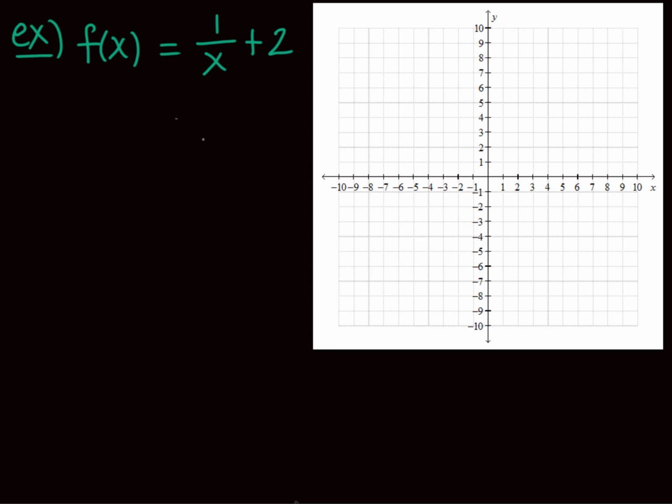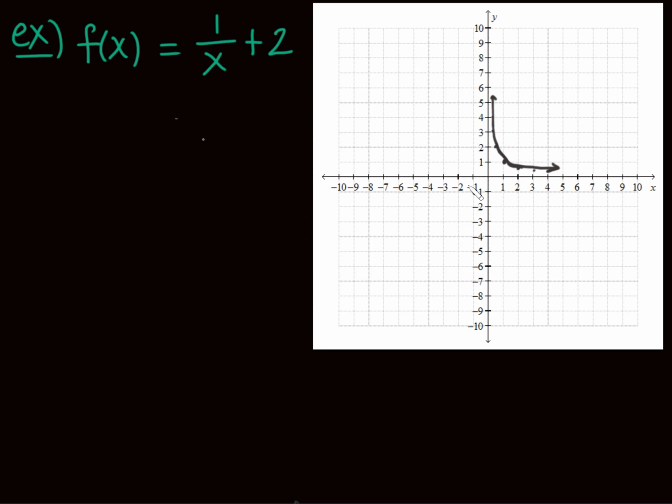So let's just graph 1 over x. 1 over 1 is 1. Remember, 1 over 2 is a half. 1 over 3 is a third. 1 over 4 is a fourth. And then we talked about how 1 over a half, I would flip it. It'd be 2. 1 over a third would be 3. 1 over a fourth would be 4. And I'm going to get something like this.